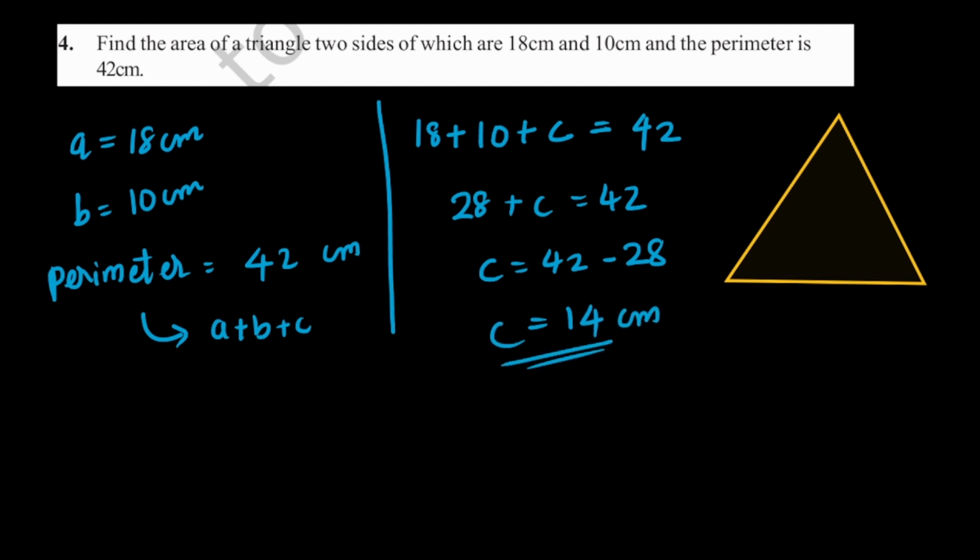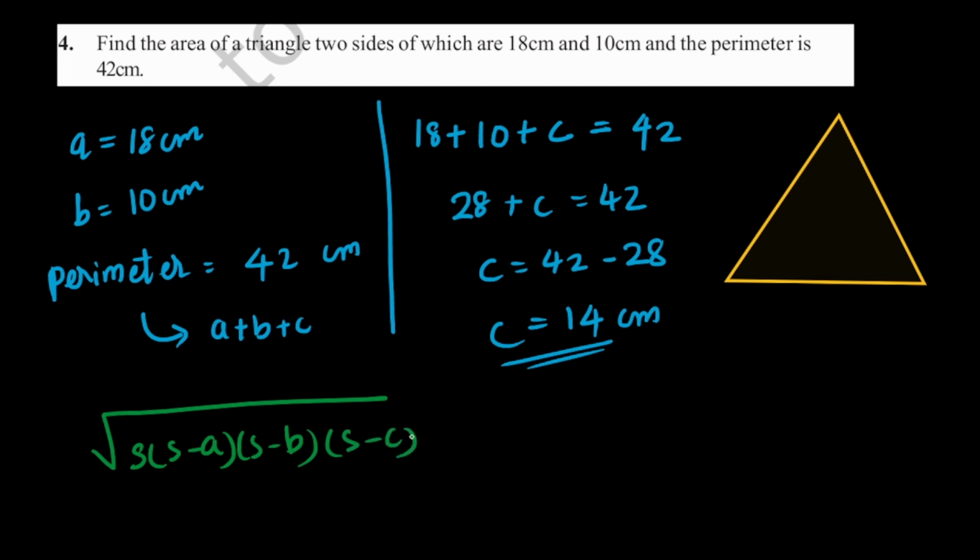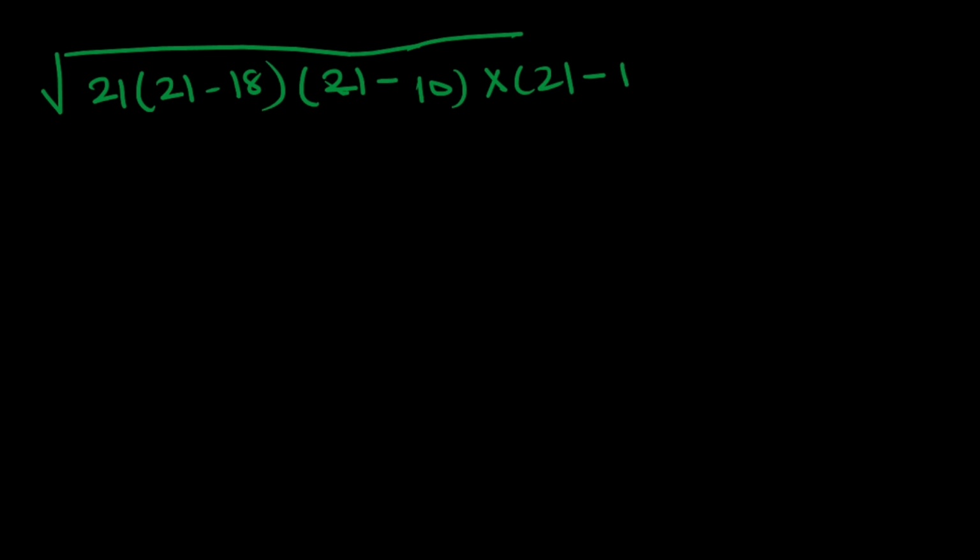Now we'll use Heron's formula of S into S minus A into S minus B into S minus C. So what is S? You already know the perimeter is given as 42, so 42 divided by 2 is 21. So S is 21. Now let us substitute these values in Heron's formula. We have 21 into 21 minus 18 into 21 minus 10 into 21 minus 14.